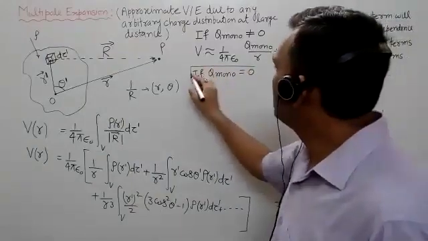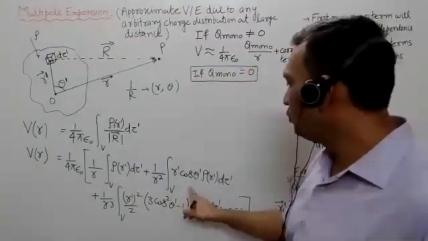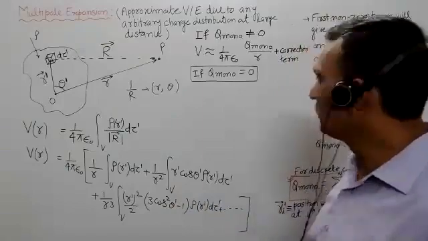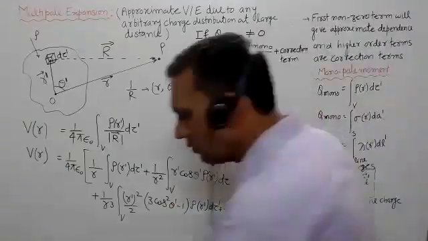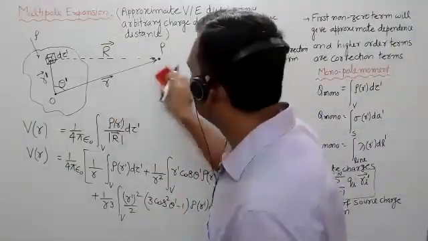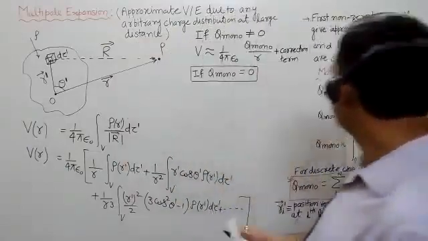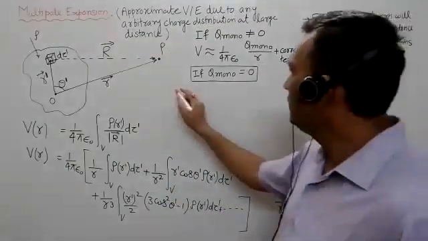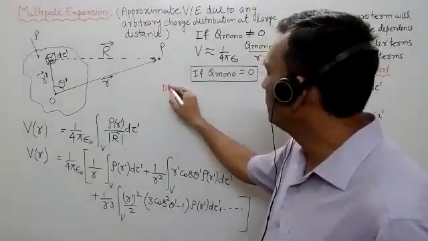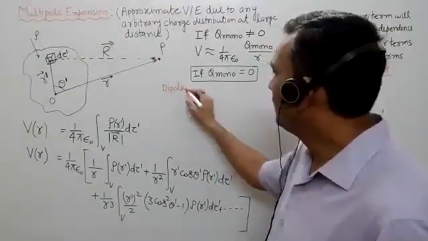If Q mono is 0, then you have to check the second term, and for the second term we can define the dipole moment of the charge configuration. So let us see how you will define the dipole moment.